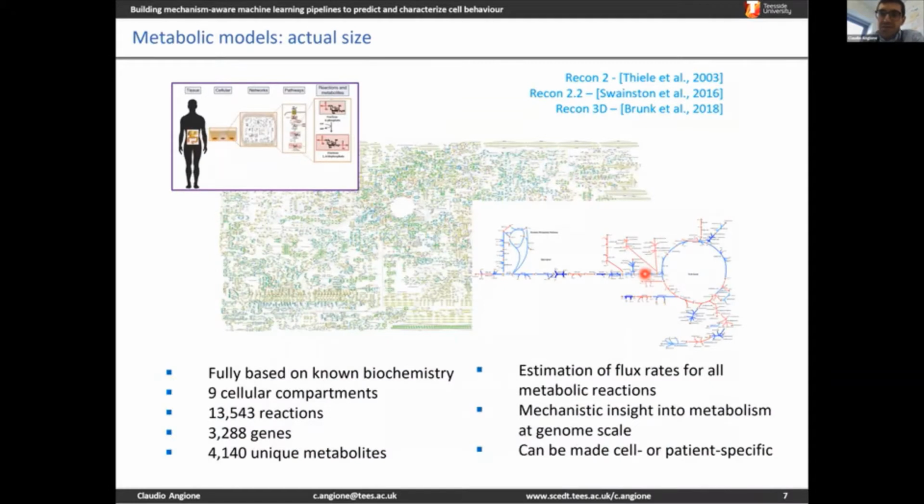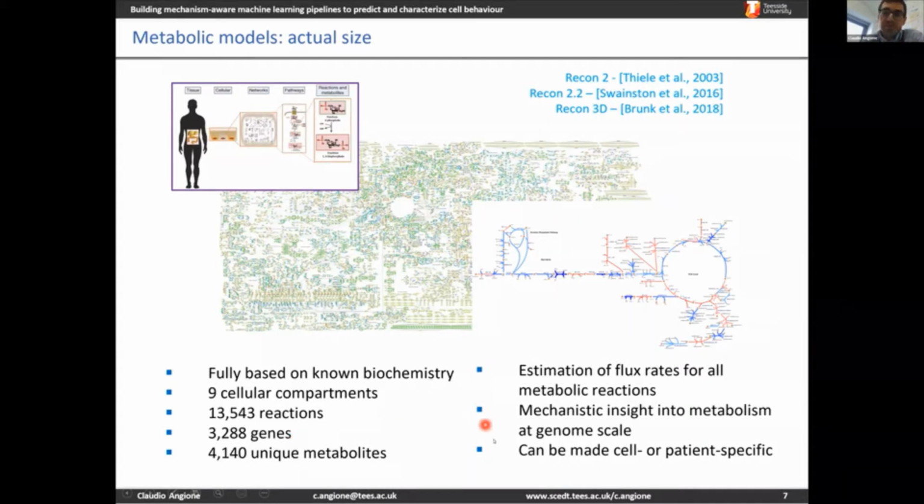Okay, this is the size really of these models. Although I only showed a linear pathway with black boxes before, this is the real size of these models. You can probably only see the TCA cycle here, the central bit, and then there's thousands of reactions. This is actually a generic human model, which can be made tissue specific. But now the size is becoming massive, with more than 13,000 reactions and 3,000 genes, mostly of course metabolic, so these are only for the metabolic part, and this is a pretty good coverage of metabolic genes in these models.